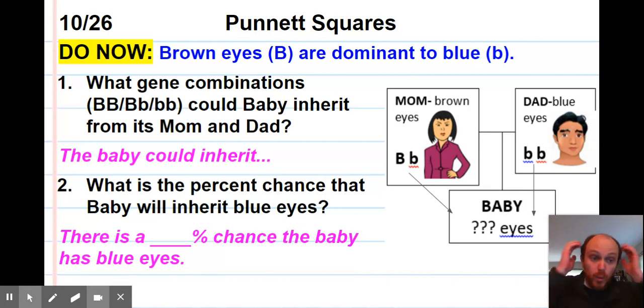So I want you to tell me what combinations could baby inherit. You could definitely do that. It won't take you that much time to figure that out. Number two is a little bit trickier. You could probably do it without a Punnett square, but it's easier if you use one. But number two says, what is the percent chance that baby will inherit blue eyes? That's a little bit harder. Can you tell me? Give it a shot. Pause and definitely answer number one, and then we'll keep going.